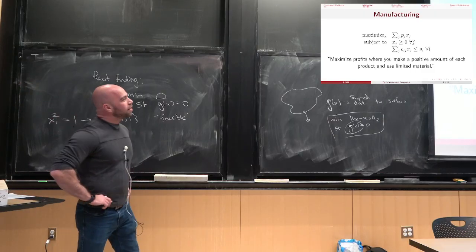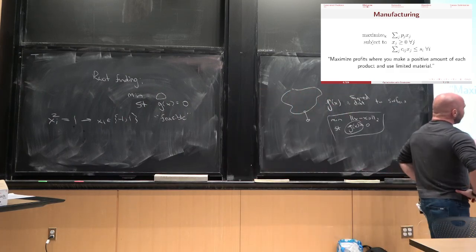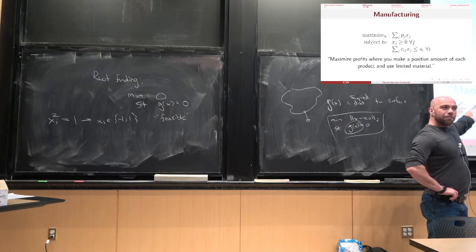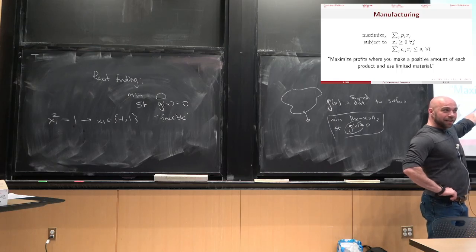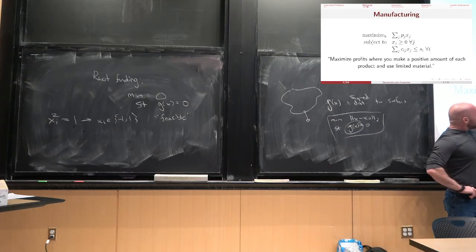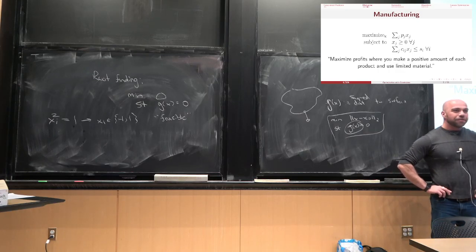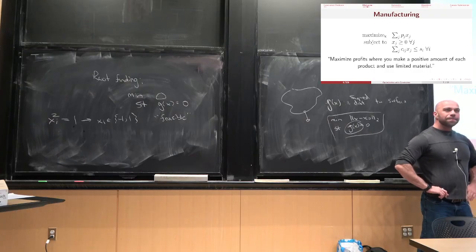Or here's a different one, which is like maybe maximize profits, right? So maybe x_j is the amount of every product that I manufacture, and p_j is the amount of profit I make per product, right? So I probably want to maximize that, unless I'm in academia. I have to make a positive amount of every product, right? That's the first constraint. But at the same time, maybe I have some limit on the supply of all the different ingredients that go into that product, which gives me a different constraint on this problem, right?